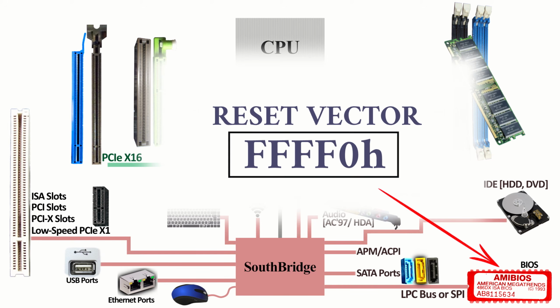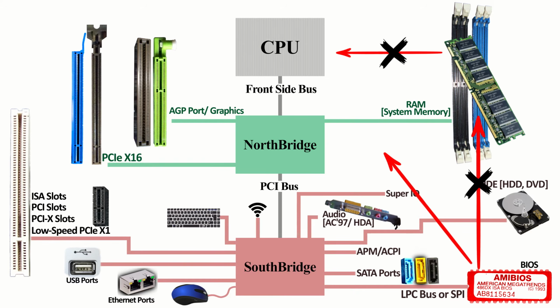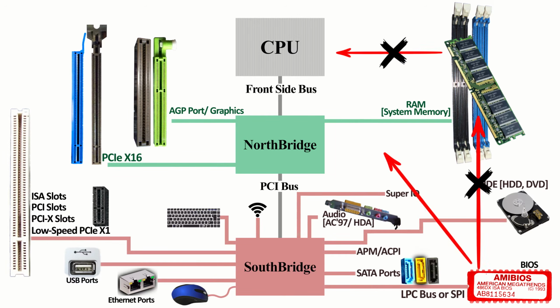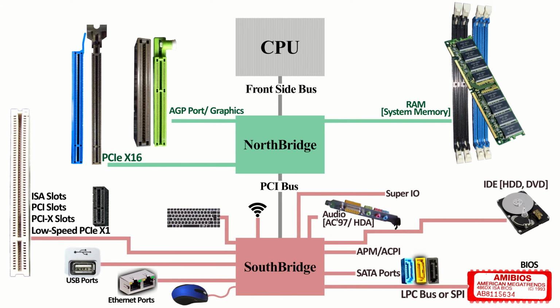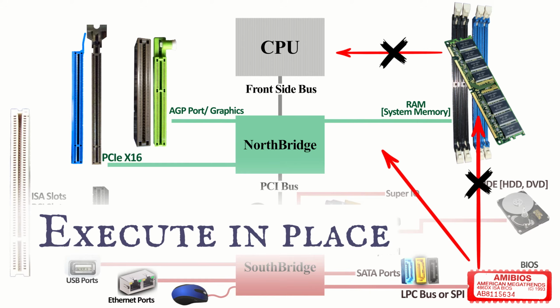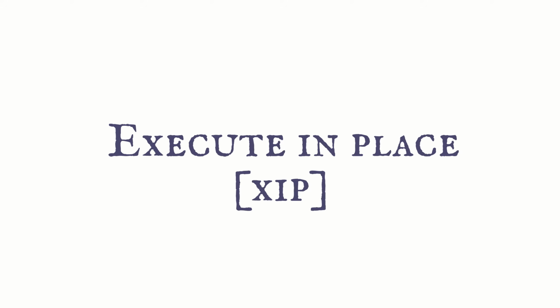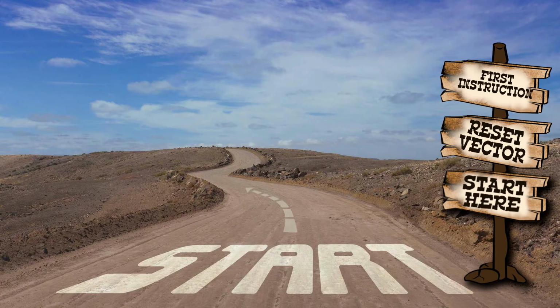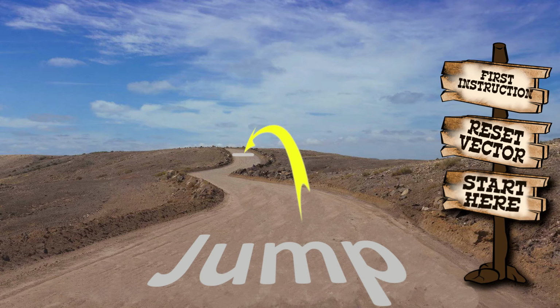The first few instructions at FFFF0H on the BIOS are executed from the BIOS itself. This method of executing instructions from another location directly, without bringing them into the RAM, is called execute in place, or XIP. A common place you might find XIP implemented is during the zeroth or first stage bootloader execution. The first instruction at this location just contains a jump instruction to the actual beginning of the BIOS.